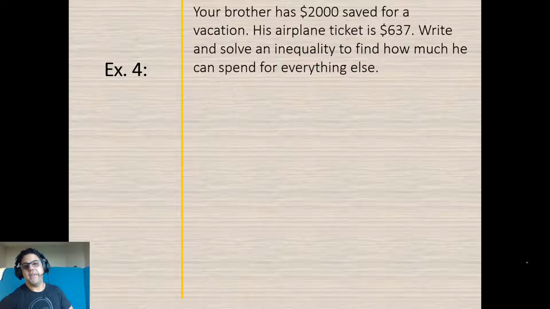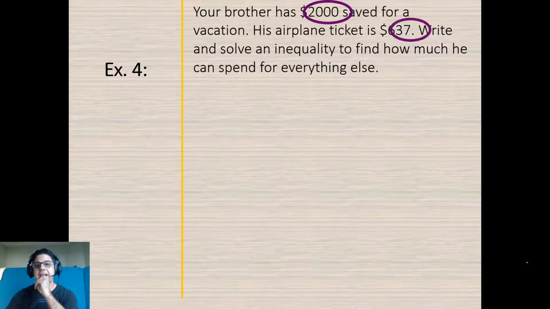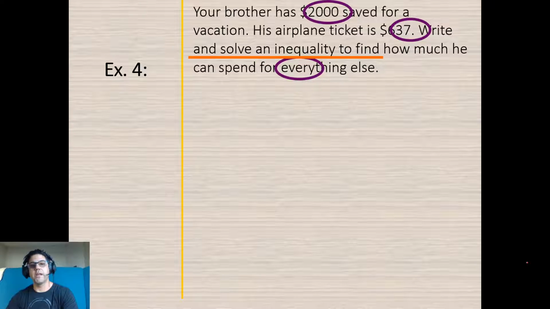All right, last one, I think. Your brother has $2,000 saved for a vacation. His airplane ticket is $637. Write and solve an inequality to find how much he can spend for everything else. That includes hotel, food, souvenirs, adventures, things like that. So the $2,000 and the $637 need to be in our inequality. The inequality is similar to an equation, except instead of an equal sign it has the inequality sign. Everything else is the unknown. So we're going to find the inequality and then solve it.